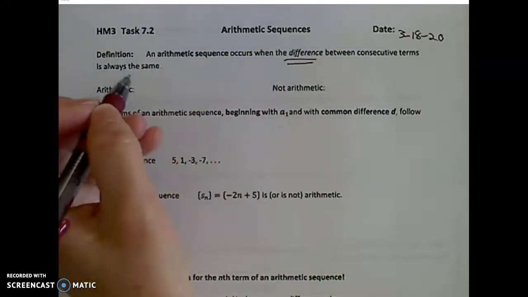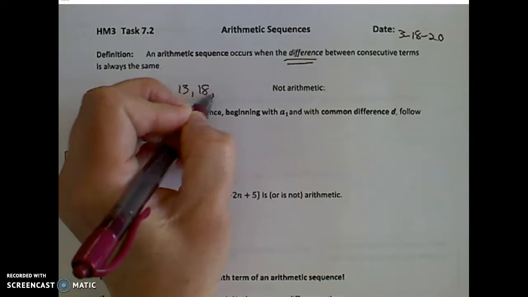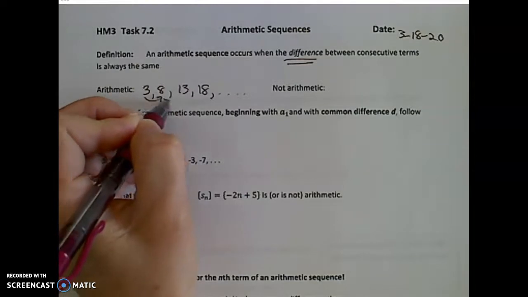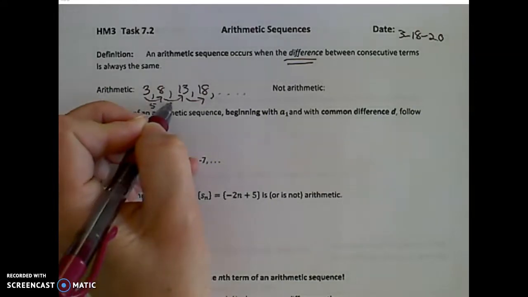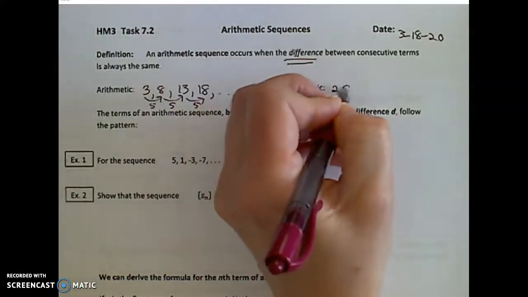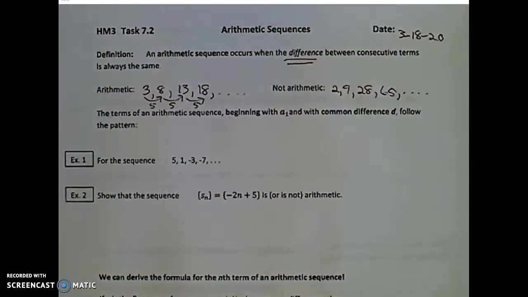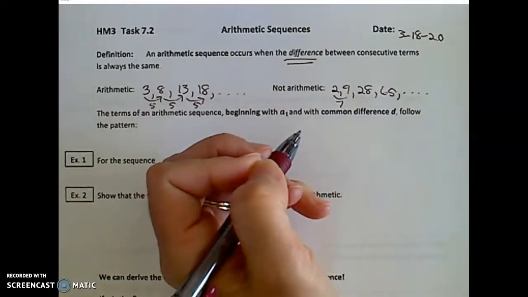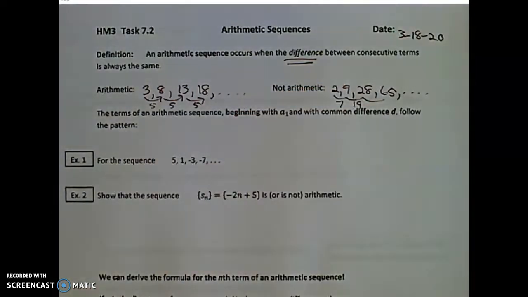Here's two nice sequences. An arithmetic sequence might be something like 3, 8, 13, 18, and so on, because there's a common difference between terms. What's the difference between terms? 5, 5, 5. Here's a sequence that is not arithmetic: 2, 9, 28, 65. There is a pattern to the sequence, you can try to find it, but the difference between terms is not the same. So it's not an arithmetic sequence.